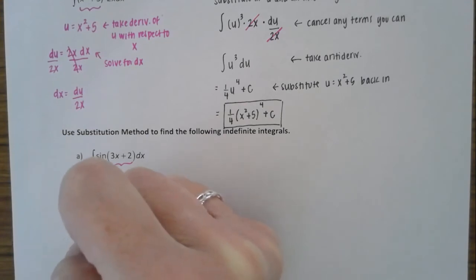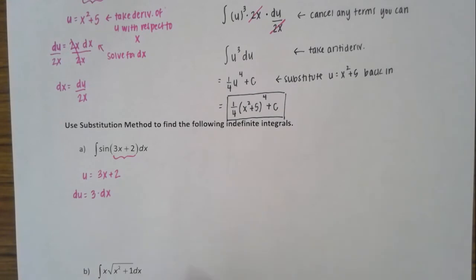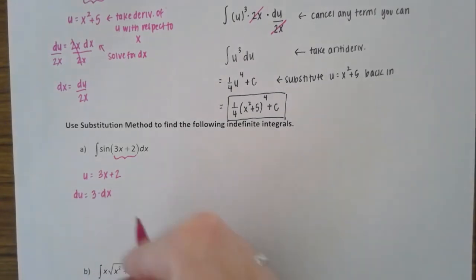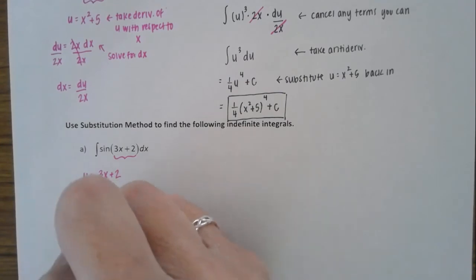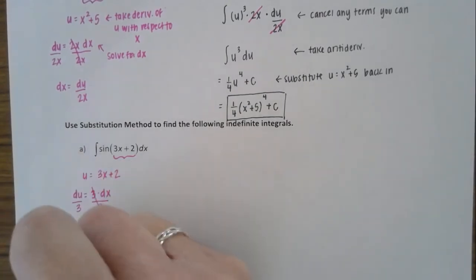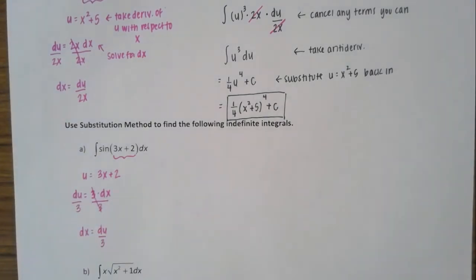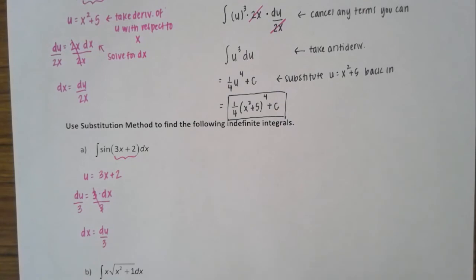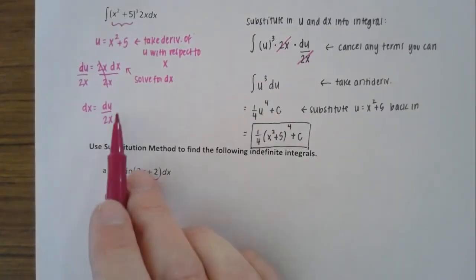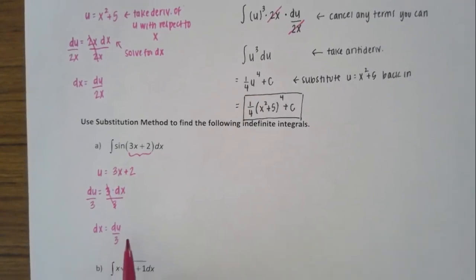And again, I want to take the derivative with respect to x. So I want to say that that's equal to 3 times dx, because remember, I want to solve for a dx here. So then I'll go ahead and solve for dx. So divide each side by 3. So that's going to give me dx is equal to du over 3. And like I was saying up here, sometimes you might want to fool around with this dx a little bit, depending on what the function is.